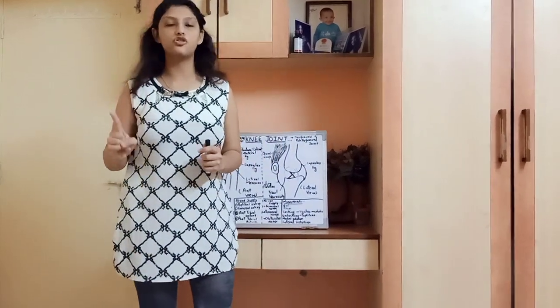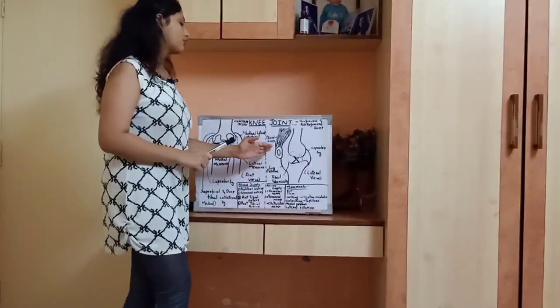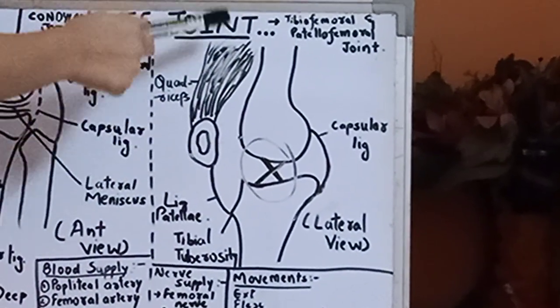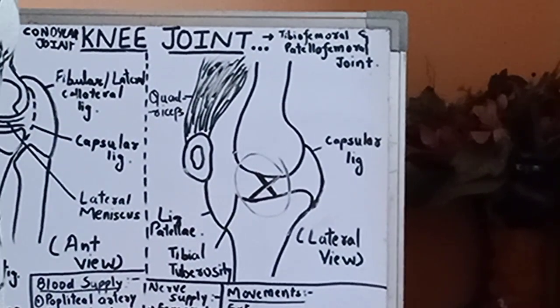Now coming to the next, the patellofemoral joint. The patellofemoral joint is formed between the femur and the patella, right? There is a plane surface between them, so it is termed a plane synovial joint. So these are the two joints which together form the knee joint, right? We have already discussed what bones are included and what the articulating surfaces are. There are two joints which together form the knee joint.